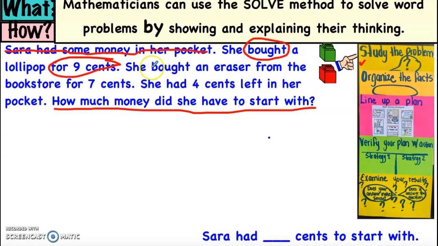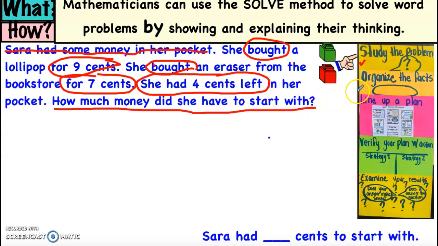She bought a lollipop for 9 cents. That's important. She bought an eraser from the bookstore for 7 cents. Do you think we need that? Is that information that we need to circle? I believe so. She bought an eraser for 7 cents, right? She had 4 cents left in her pocket. Do you think that's important? Should we circle that information? I definitely agree. She had 4 cents left in her pocket.